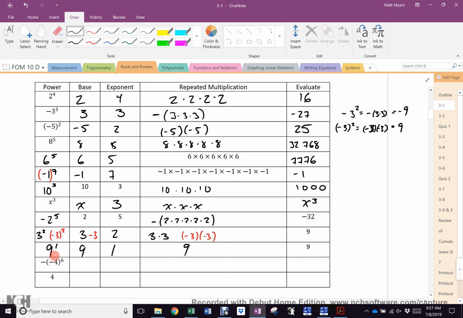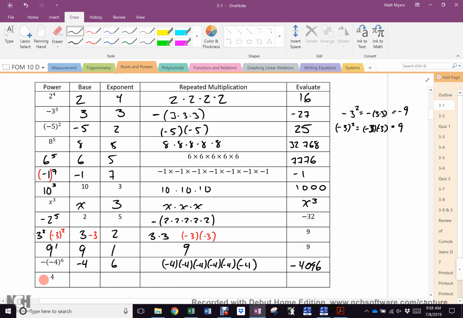This one's super tricky. What's the base? Negative 4. What's the exponent? So it's negative 4 6 times, yes? So an even number of negatives means my answer will be what? Positive. But there's a negative out in front. So what's my answer? Negative. And it is negative, and I think it's 4,096.